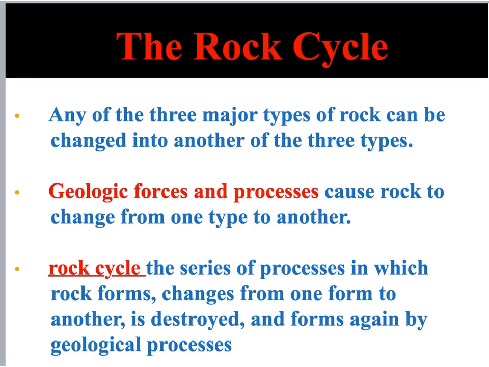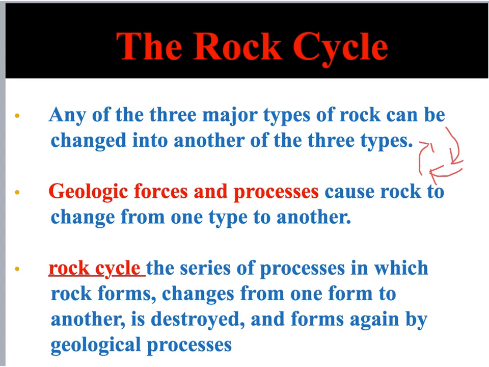Okay, so any of the three major rocks can be changed into another of the three types. So this is almost like an idea of recycling, right? You guys have seen the symbol on your garbage cans, right? Where the bottle or a can can be remade into another bottle or a can, right? Or we could take an aluminum can and make a bike frame from that, right? So it can kind of be reused. So this is the same idea with the rock cycle. You can take a rock and it can be made into another kind of rock.